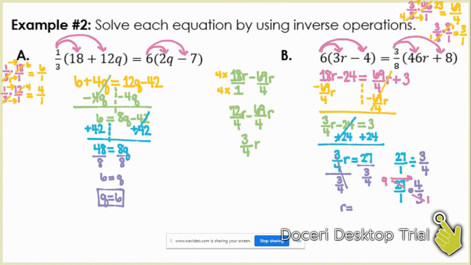And now I can multiply straight across. 9 times 4 is 36. 1 times 1 is 1. So we are left with 36 for r. This means the solution to this equation is r equals 36.